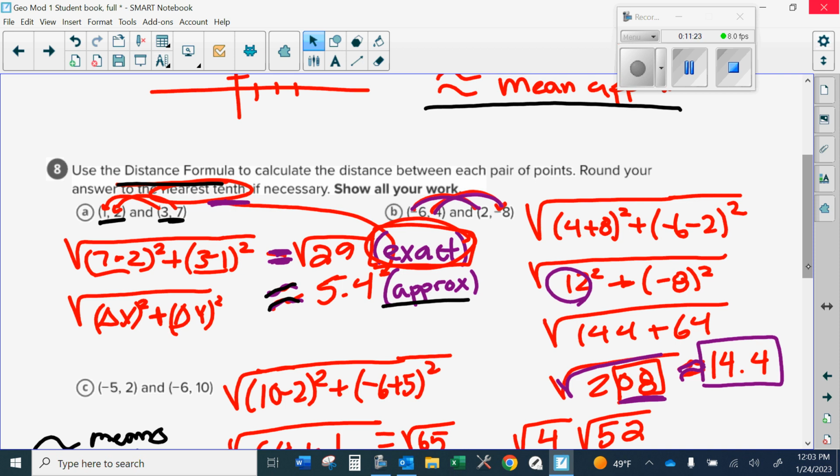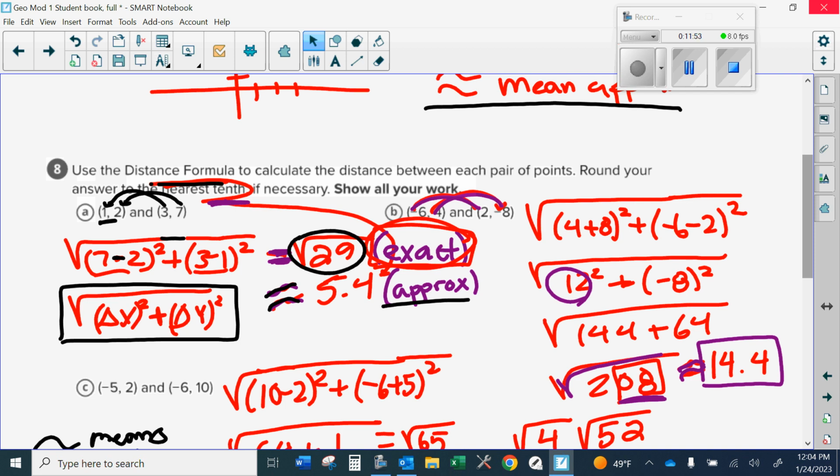Okay, so it's the square root of, and all you're doing is, it doesn't matter which one you do, you're going to do both of them. Change in the y's, so 7 minus 5, or 2, squared, plus the change in the x, 3 minus 1 squared. Okay, that's a simple way of saying distance formula: the square root of change in x squared plus change in y squared. So I have 5 squared is 25 plus 2 squared is 4 is 29, which is the exact answer.